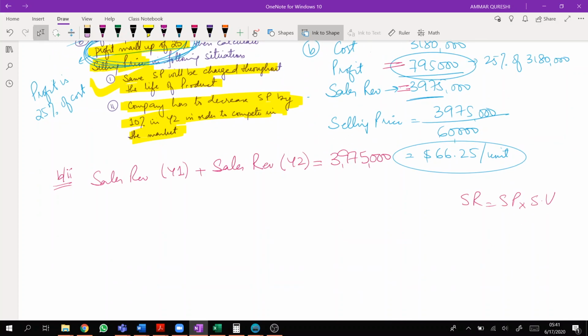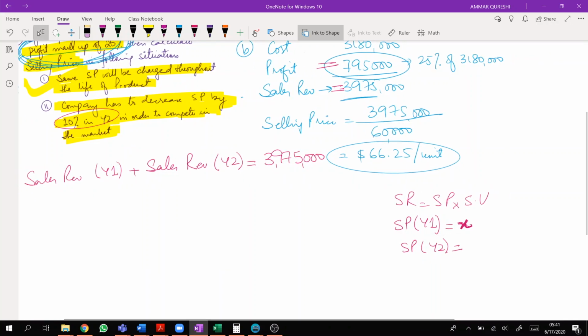So let's assume that selling price of year 1 is X. We are assuming that selling price of year 1 is X. So what will be the selling price of year 2? Selling price of year 2 will be 90% of first year selling price, because we have to reduce selling price by 10% in year 2. So in year 2, selling price will be 90% of year 1 selling price. That means 90% of X, which is equal to 0.9X.